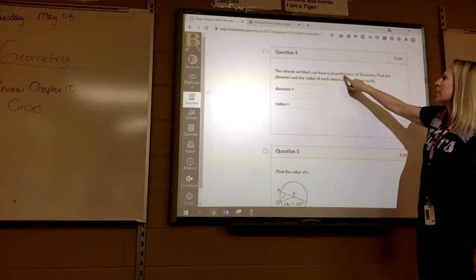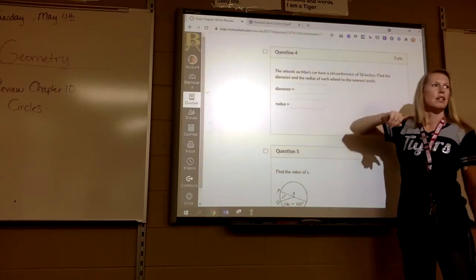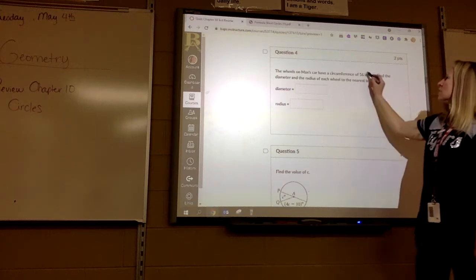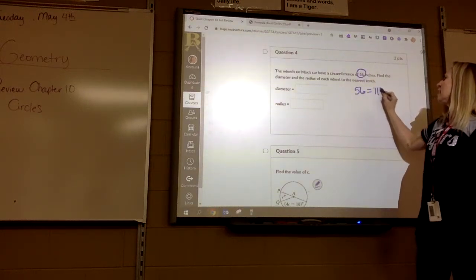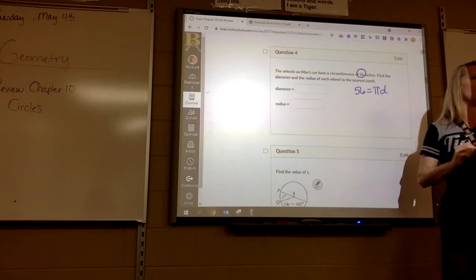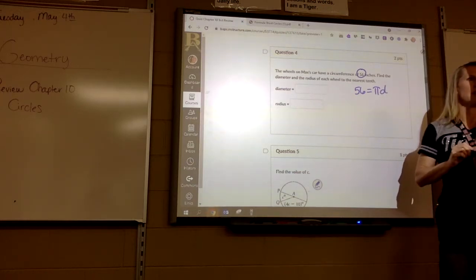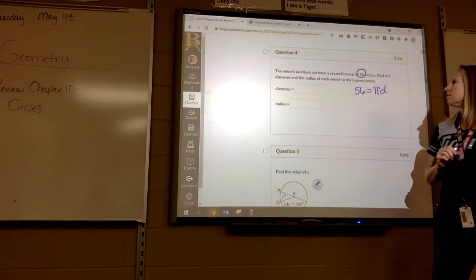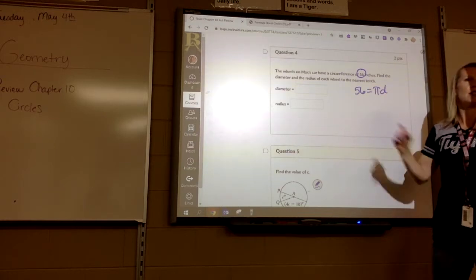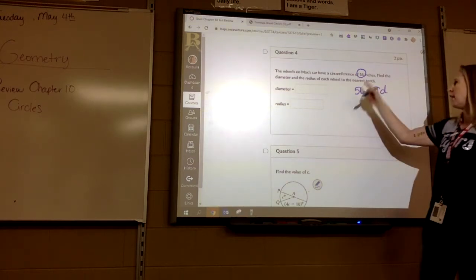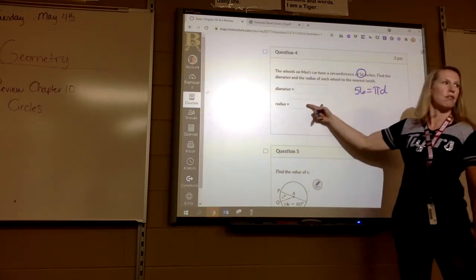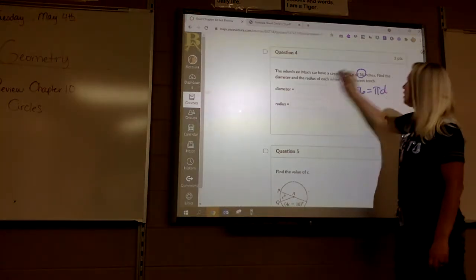You do have one where it gives you the circumference. If it gives you the circumference is 56, that equals pi d. What would you do to solve for the diameter? How would I solve for d? Divide by pi. I divide by pi. That would give you the diameter, and then the radius is just half of that.